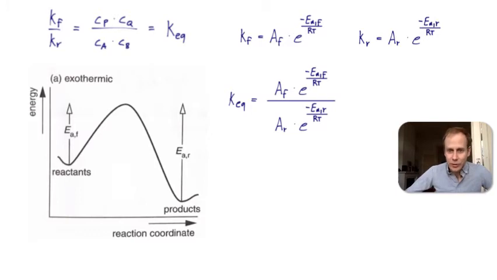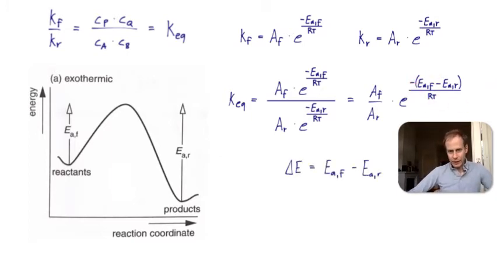Okay, so we said before, the equilibrium constant is the ratio of the two rate constants. So here I form this ratio, and now mathematically I simplify it a little bit. Here we get the ratio of these two A values. And the exponent is now just the top exponent minus the exponent in the denominator. And now I define the difference between the two activation energies, the forward activation energy minus the reverse activation energy. That's delta E.